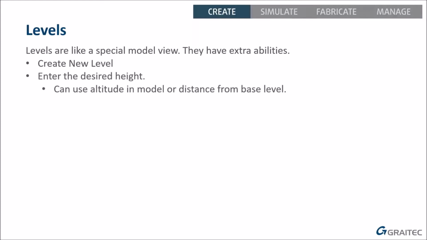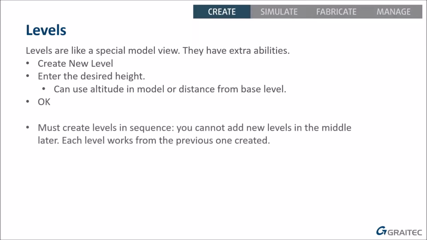This is talking about vertical slices through the model. So you enter the height you want. And the height can be done in two ways. You can use absolute altitude, so you can say it's at 15 meters or 27 meters or whatever. Or you can just say it's 3 meters above the previous level or 2 meters above the previous level. Either way, whatever's convenient. Then you click OK. Pretty much that's it. You will want to give it a name as well.